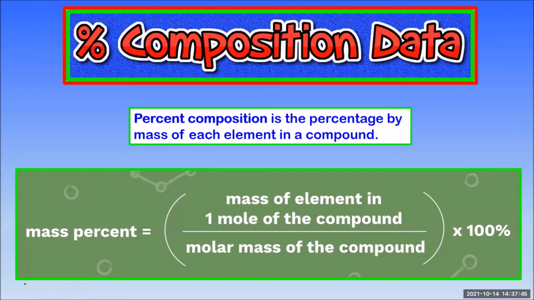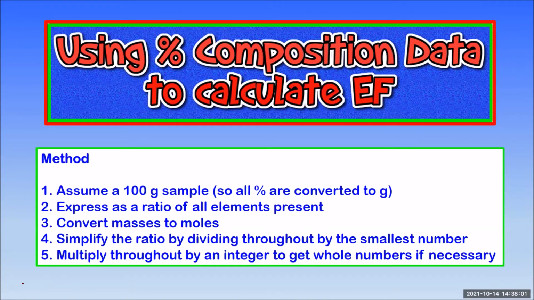Percentage composition data is just the percentage of each element in a compound as a percentage of the mass of the compound. If we know the percentage composition for a compound, then we can follow some simple steps to determine the empirical formula. This is going to make more sense when we do some examples, but let's just talk through the method anyhow. So the first thing we're going to do, because everything's a percentage, we're going to assume that we've got a 100 gram sample. And that way all percentages are converted straight to grams.